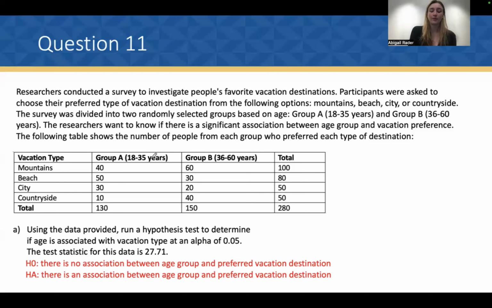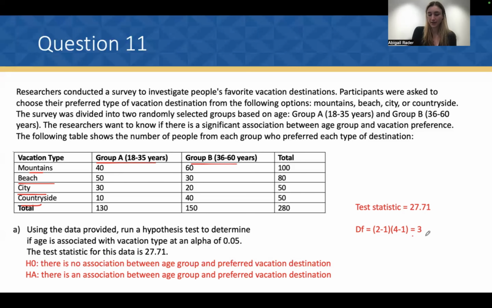Now, we have the test statistic, but we want to figure out what the degree of freedom is, because that's important to, one, determining our p-value, but two, also just when you're reporting out a hypothesis test, determining your degree of freedom. Degree of freedom is the number of columns minus 1 times the number of rows minus 1, like the number of levels in one category, and then the number of groups. If we do that, we get 3.